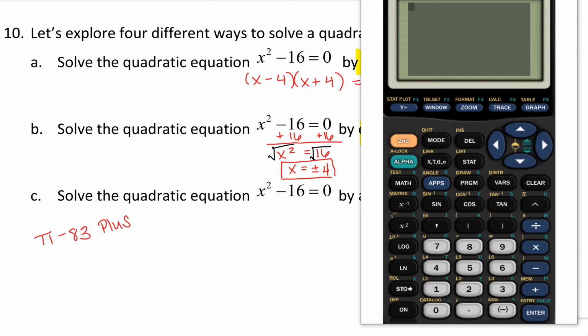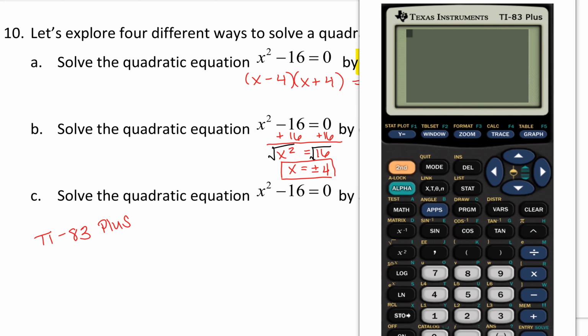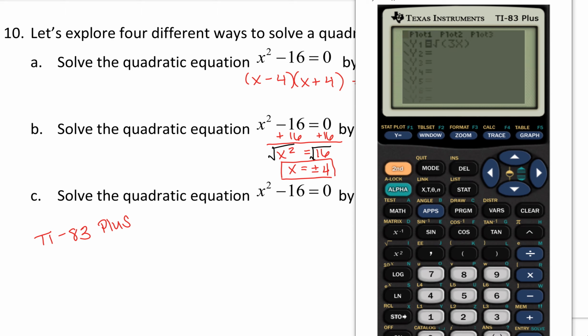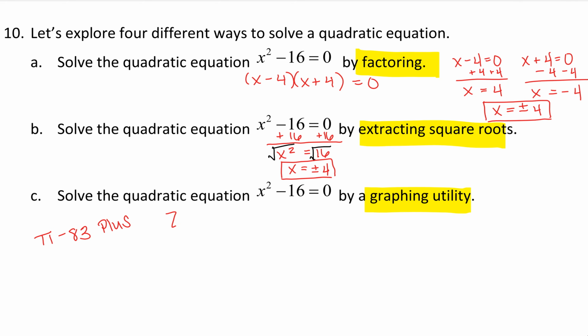Okay, so what I'm going to do, let me move this around so you can see it. I'm going to go to y equals in my calculator, and I'm going to put in x squared minus 16, and I'm going to hit graph. And I'm going to take a look at it, and I notice, what does it mean to solve with a graphing utility? I want to know, where does it cross the x-axis? Okay, so I'm looking for the zeros.